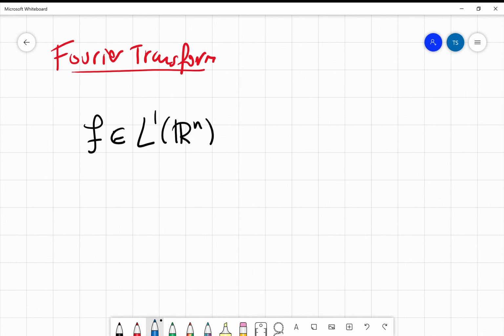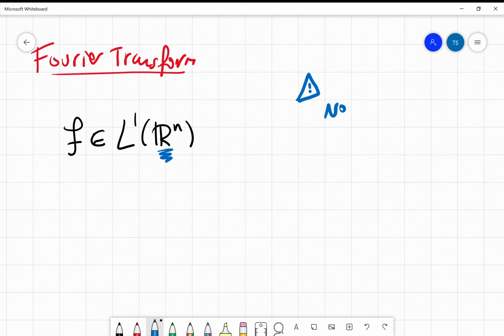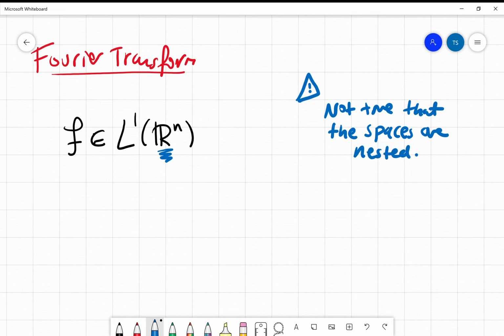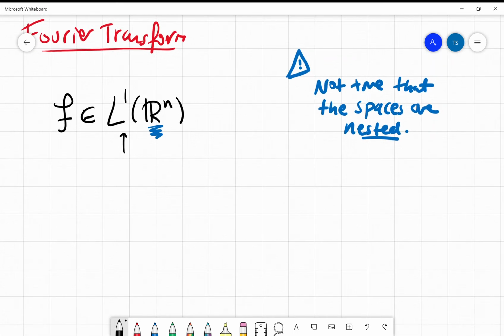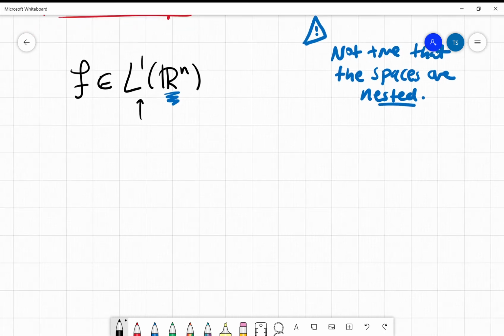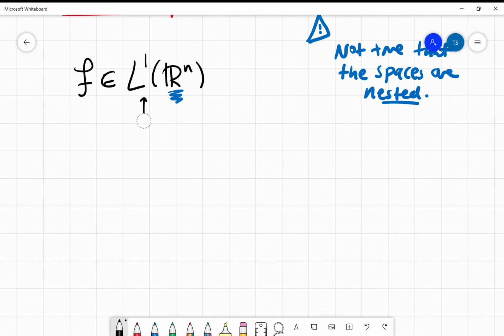Now, right off the bat, we've got to be really careful, right? We're dealing with an unbounded domain, and so it's not true that the spaces are nested. So just because you're in L1 does not mean that you're going to be necessarily in L2 or in L3. And the converse isn't true either. So, okay, so we take f in L1.